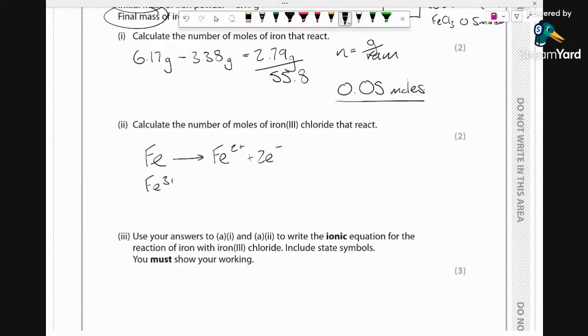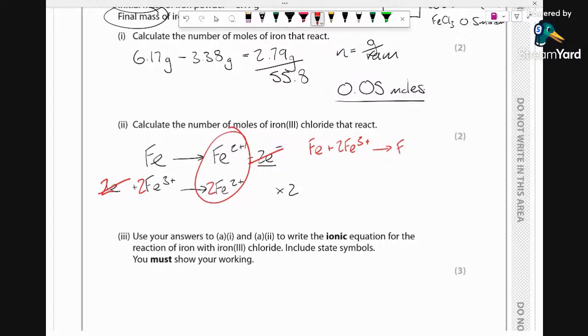The Fe3+ is going to turn into Fe2+, and that's going to gain 1 electron on this side. So I need to multiply that by 2. No, sorry, apologies. Multiply this one by 2 to make the electrons cancel. So I now double that, and double that. I now put the 2 equations together. My final equation is going to be Fe plus 2 Fe3+ goes to 3 Fe2+. And that should now all balance.